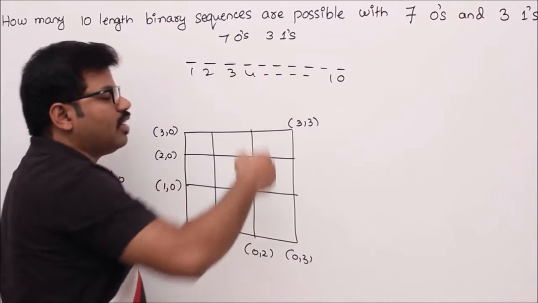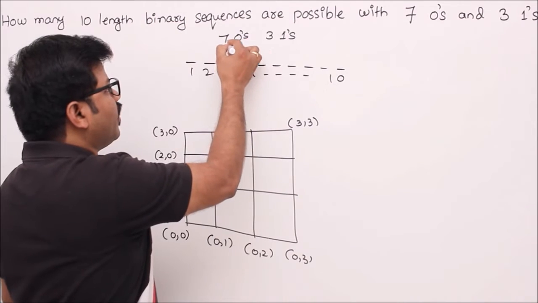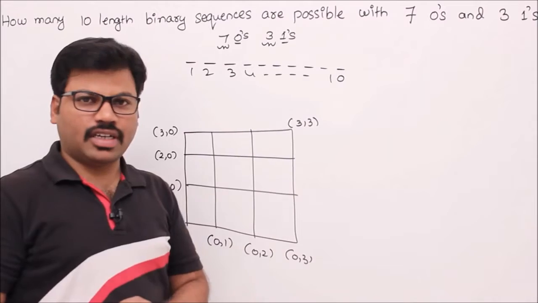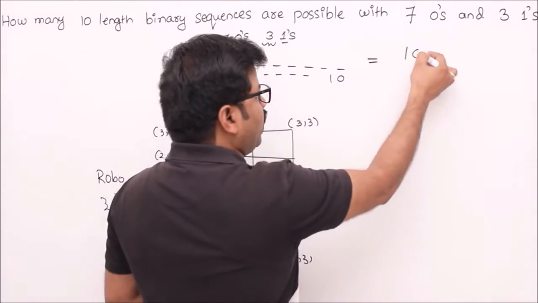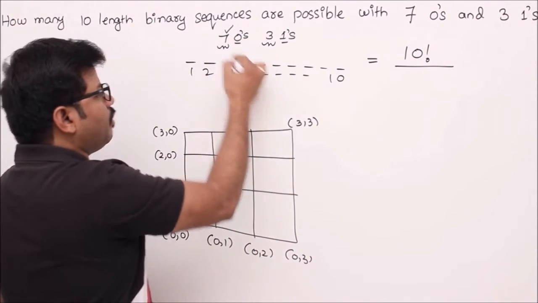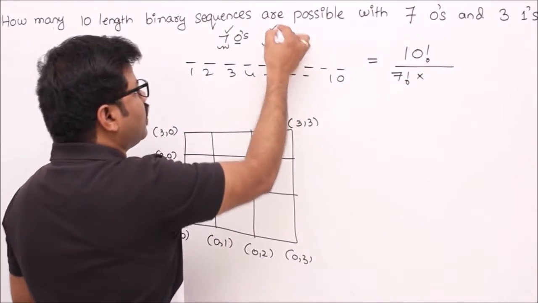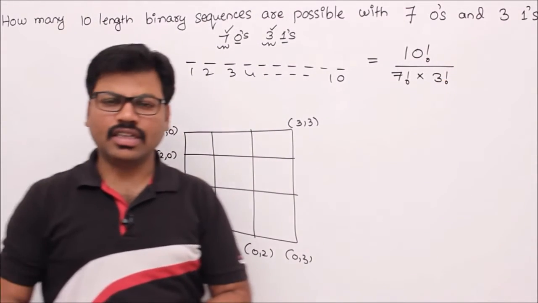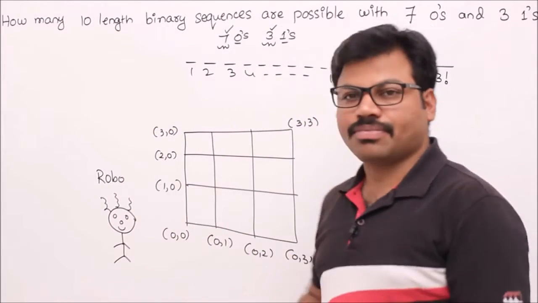But if all are different, the answer is 10 factorial. But there are duplicates. 0 is repeated 7 times and 1 is repeated 3 times. Then how many arrangements are possible for the 10 objects? According to template number 5, it will be n factorial, that is 10 factorial, by repetition number 1: 0 is repeated 7 times, so 7 factorial, into second repetition 3, so 3 factorial. So this is a direct formula, isn't it? In that way you can solve some questions very easily. Let's see the second question.